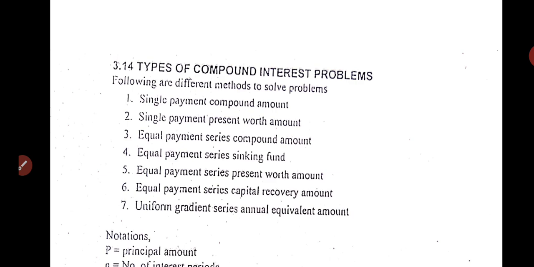Single payment compound amount means we will take some simple examples. Suppose I want to invest 1 lakh rupees now. After 5 years, how much money will I get? So this is single payment. Now I invested 1 lakh rupees, and compound amount means after 5 years, how much money I am getting. So this is known as single payment compound amount.